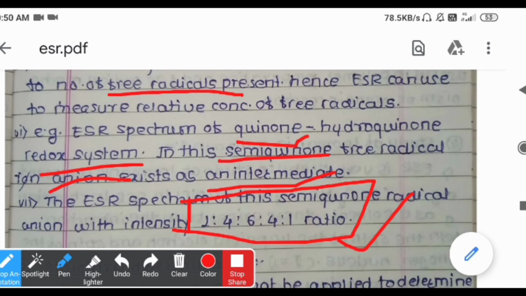Okay, and we have seen how these ratios depend upon the nuclear magnetic spin. For I value equal to 1 by 2 we get the behavior on the basis of Pascal's triangle, and if the I value is greater than 1 by 2 we get non-Pascalian behavior.